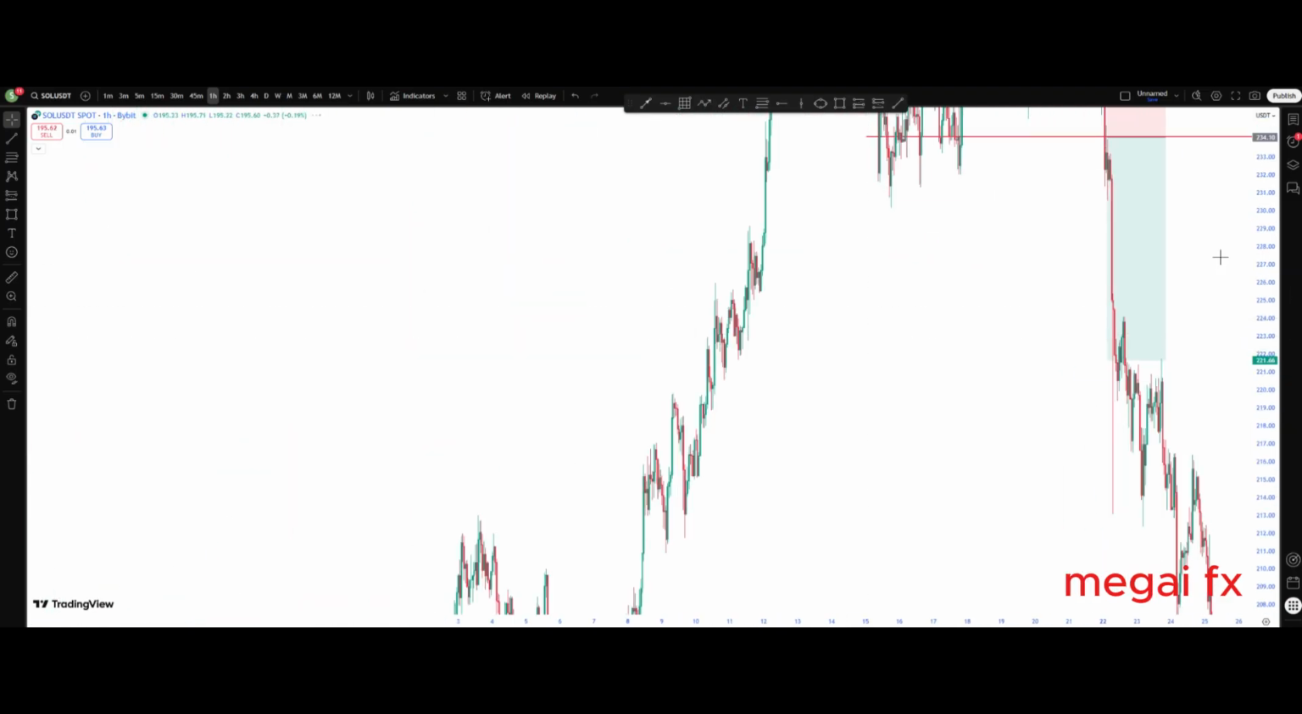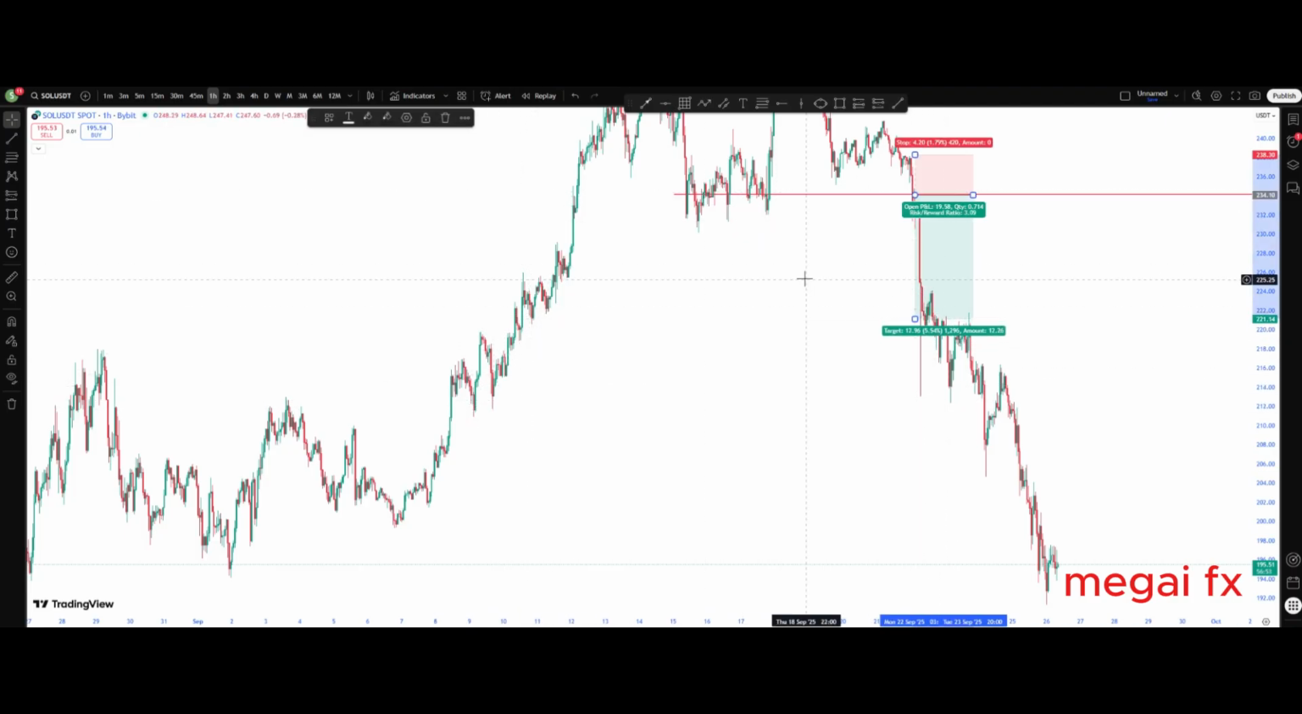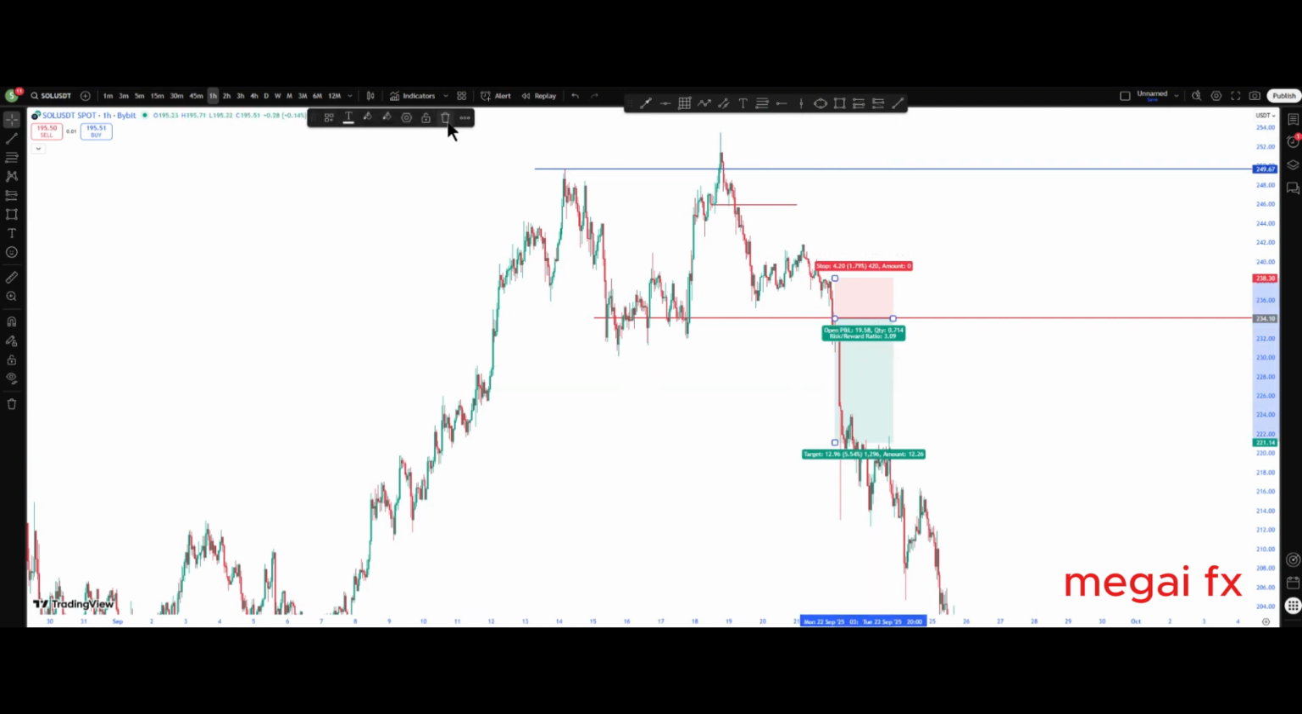We would have taken this trade, put our stop loss here above this high, then maybe target 1 to 3. We have some equal lows down here. Maybe this one would have been okay, this one would have been okay. You understand? Maybe, but I like going for 1 to 3. You understand? I'm out of the trade.